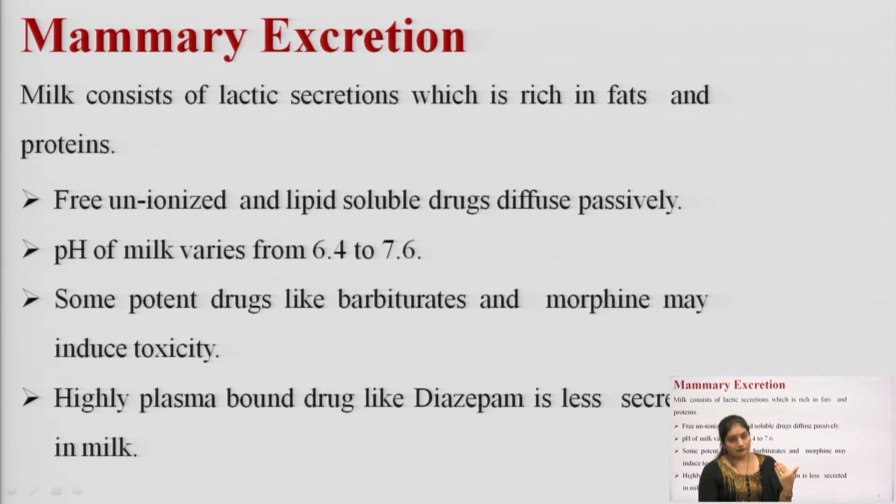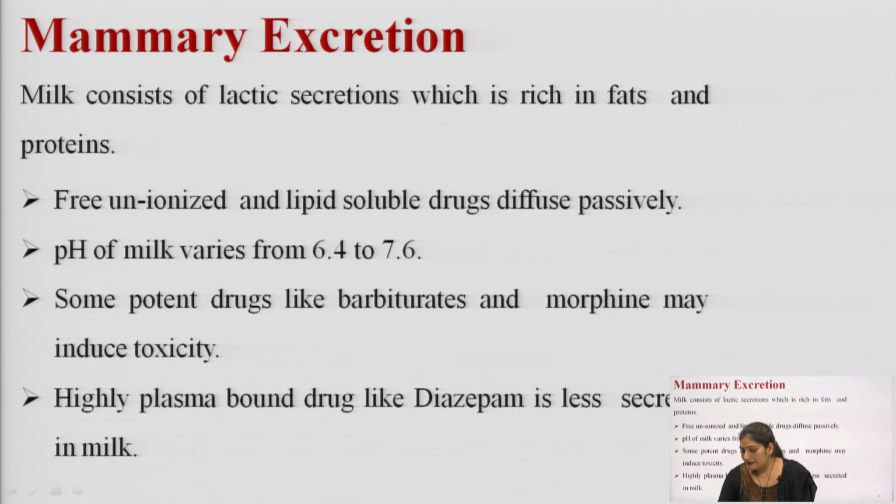If there is a highly plasma bound drug like diazepam, that will be less secreted in the milk, means if the drug is getting bound to the plasma protein, due to this their molecular size is increased, and due to this higher molecular size their secretion is less in the milk.